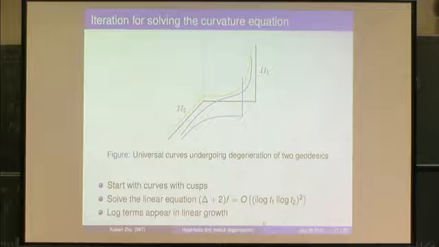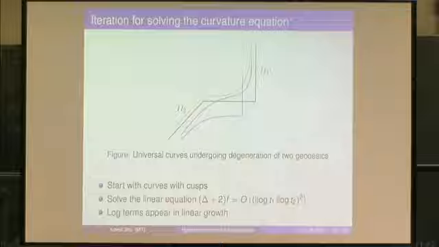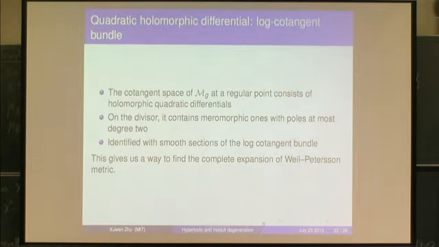Okay, so this is the whole process of solving this hyperbolic metric degeneration problem. Now, using this, we want to characterize the Weil-Petersson metric on moduli space. As we know, the cotangent space of the moduli space is identified, at a regular point, meaning a point with no degeneration, with holomorphic quadratic differentials.